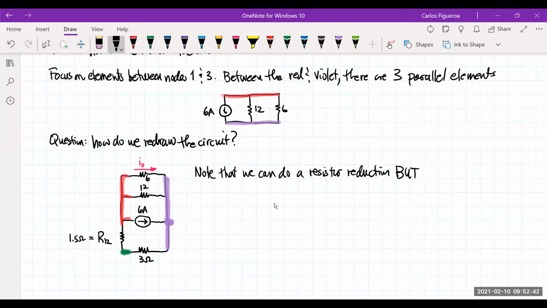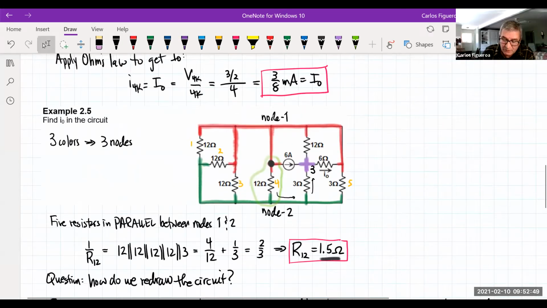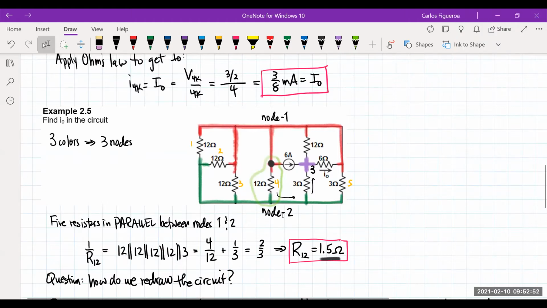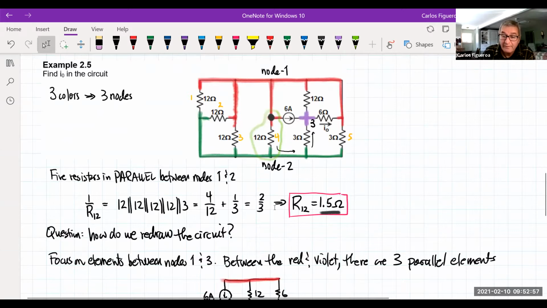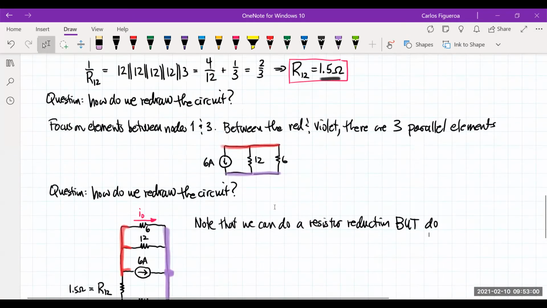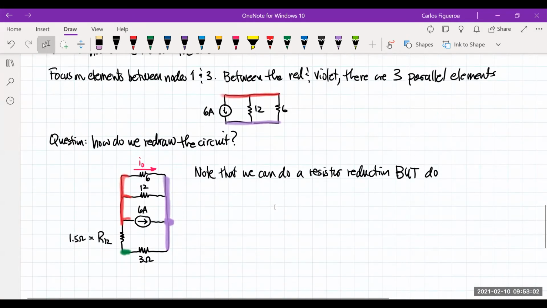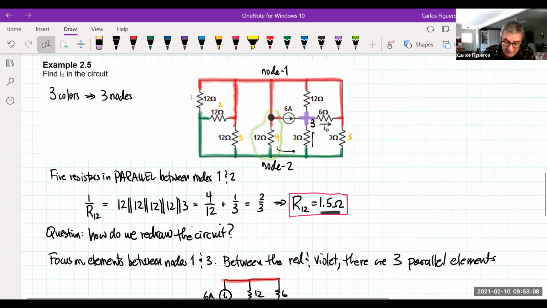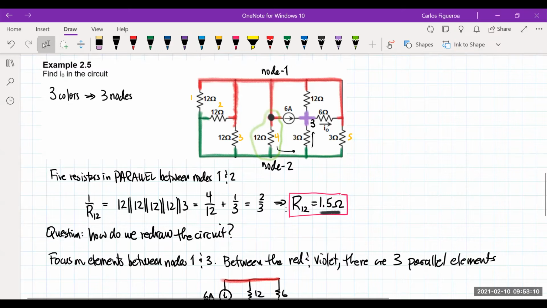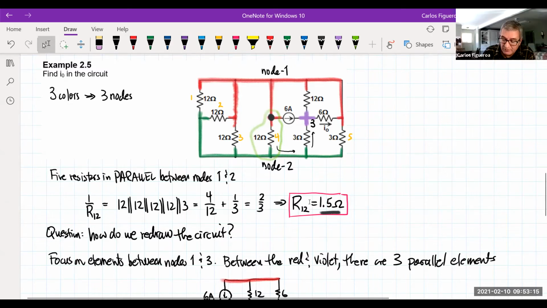But Carlos, I think I'm unclear on your subscript notation for R12. What is that referring to? These two nodes, the resistance between node 1 and 2. Oh, okay. And this is what I defined it as right here. So in other words, it's not a reference to specific resistors that were combined, it's a reference to the nodes that were bridged with those resistors. Right, which I just combined to get this 1.5 ohm resistor.